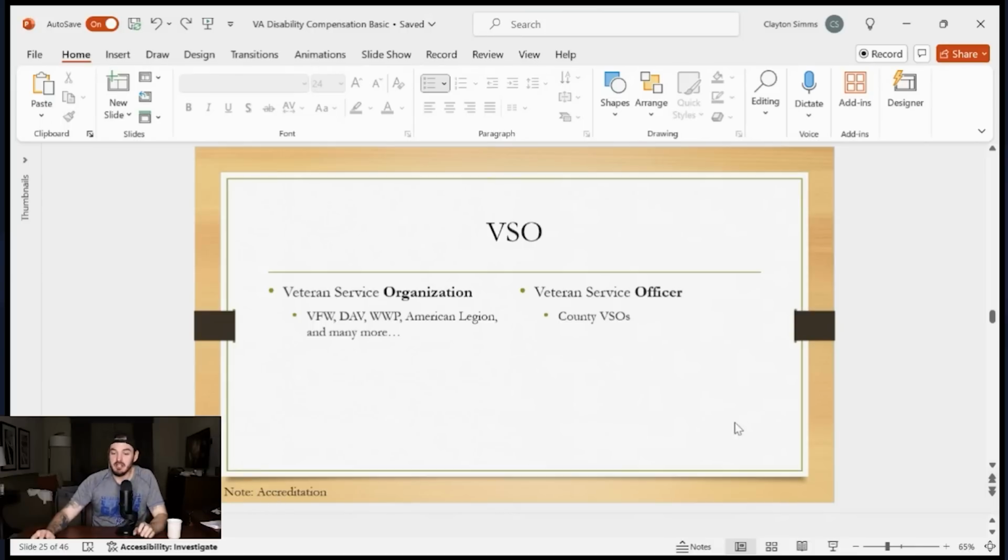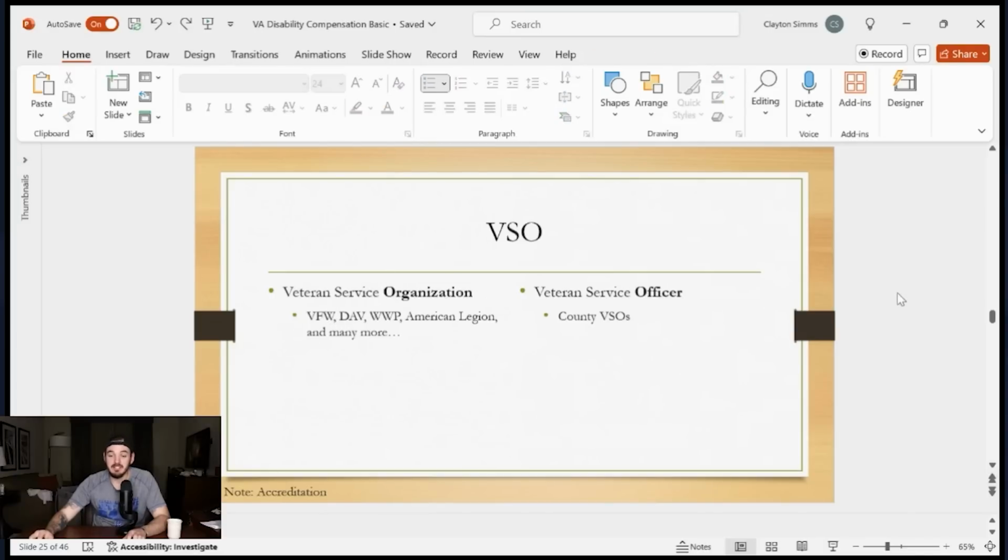Now, when it comes to accreditation, right, VFW has an accreditation. So VFW accredits a lot of the state county VSOs. That does not matter to you at all, with the exception of if your county VSO has a VFW accreditation, it's easier to shop around VSOs within that same accreditation if you want to stay within that same organization.